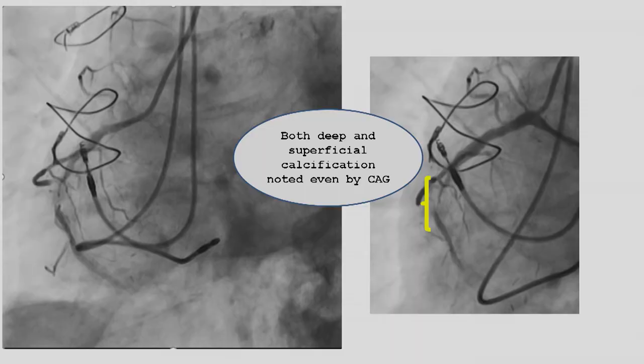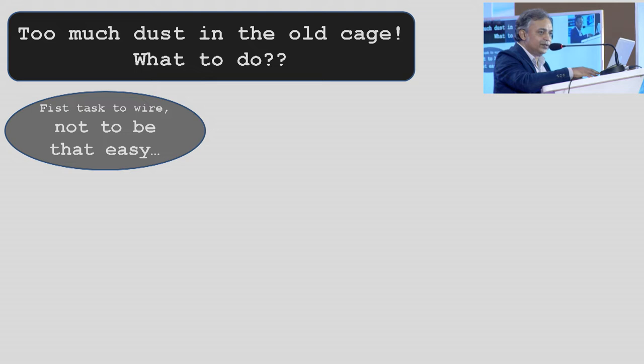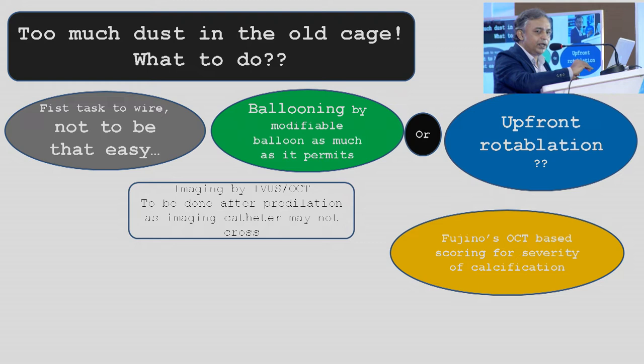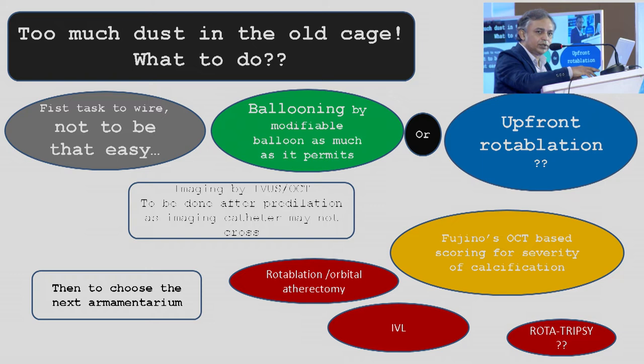Deep and superficial calcium you can see here, and this is the dilemma in an old case: what to do? The first task is not going to be that easy. Ballooning by modified balloon as much as it permits, of course, or you can go upfront rotablation by taking the rotawire initially. That is also one option. Imaging by OCT initially cannot be possible, but after ballooning you can take the IVUS catheter or the OCT catheter and assess the severity of what you are seeing in the angiography, how much the superficial calcium is, and then choose the next armamentarium, whether rotablation or IVL or a mixture of both, rotablation plus IVL.